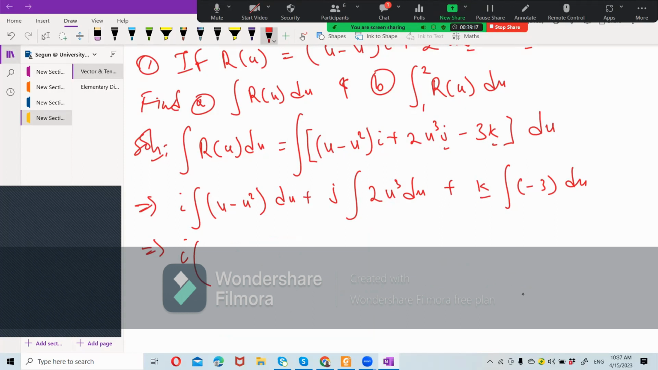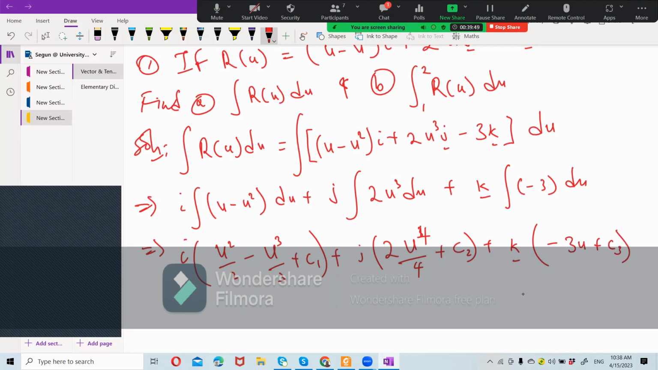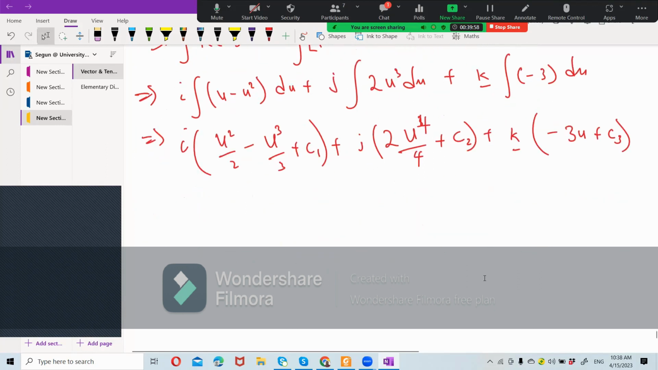We have I. What is U? You have U raised to power 2 over 2 minus U raised to power 3 over 3 plus c, C1. We have J. We have 2 U raised to power 4 over 4 plus c2, plus K. They have minus 3U plus c3. So everything boils down to what we have here. So at the end of the day, what do we have?